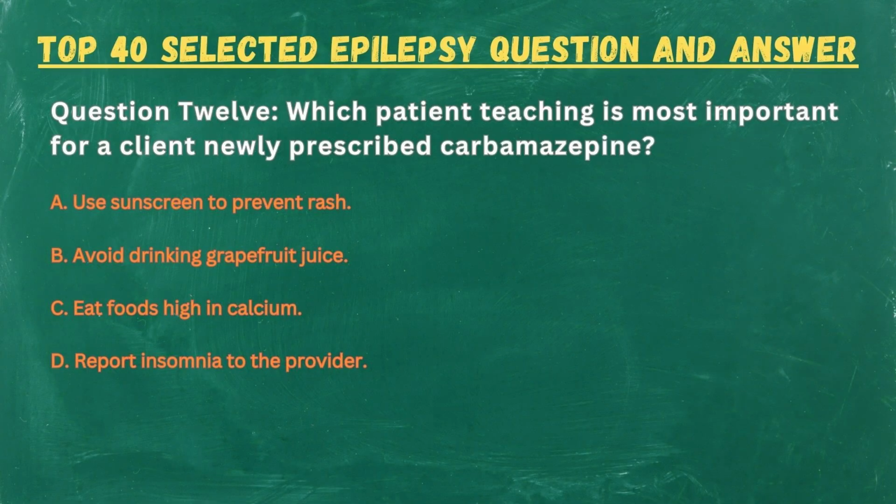Question 12. Which patient teaching is most important for a client newly prescribed carbamazepine? A. Use sunscreen to prevent rash. B. Avoid drinking grapefruit juice. C. Eat foods high in calcium. D. Report insomnia to the provider. Answer: B. Avoid drinking grapefruit juice.